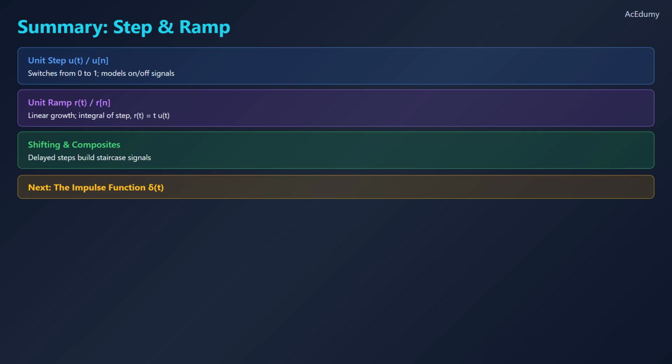Let us recap. The unit step u of t switches from 0 to 1 at the origin, while u of n does the same at integer n equals 0. The unit ramp r of t rises linearly with slope 1, and r of n increases by 1 at each integer step. Both can be shifted in time to create delayed or advanced versions, and by combining shifted steps, we build staircase signals. In the next lesson, we will meet the most important elementary signal, the impulse function delta of t.